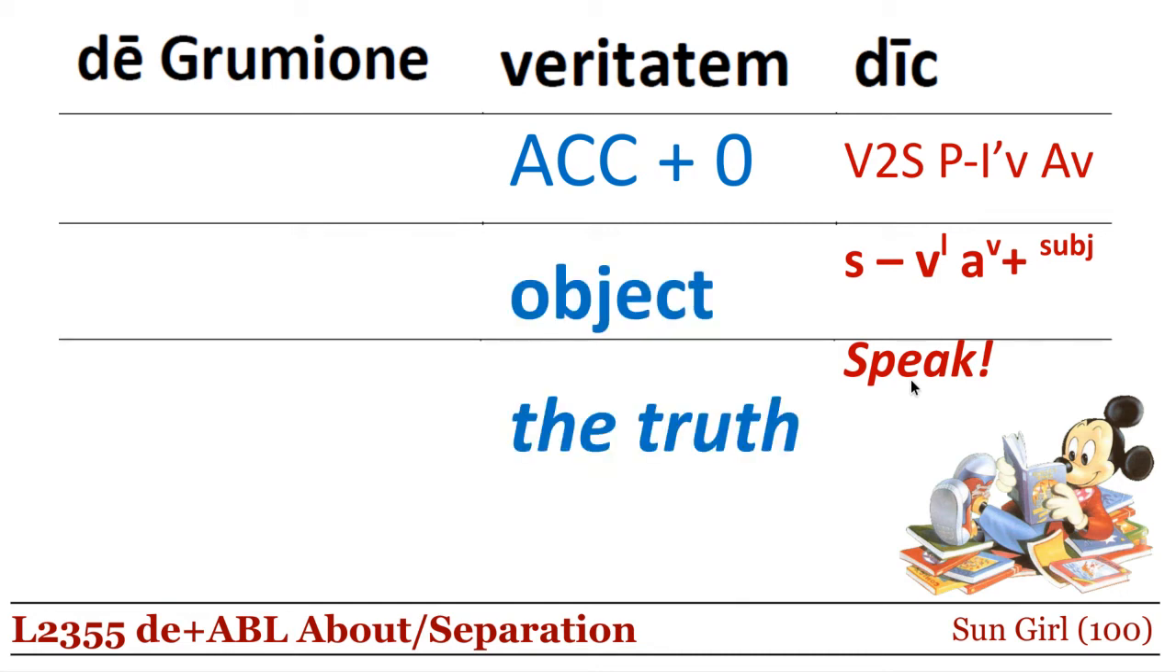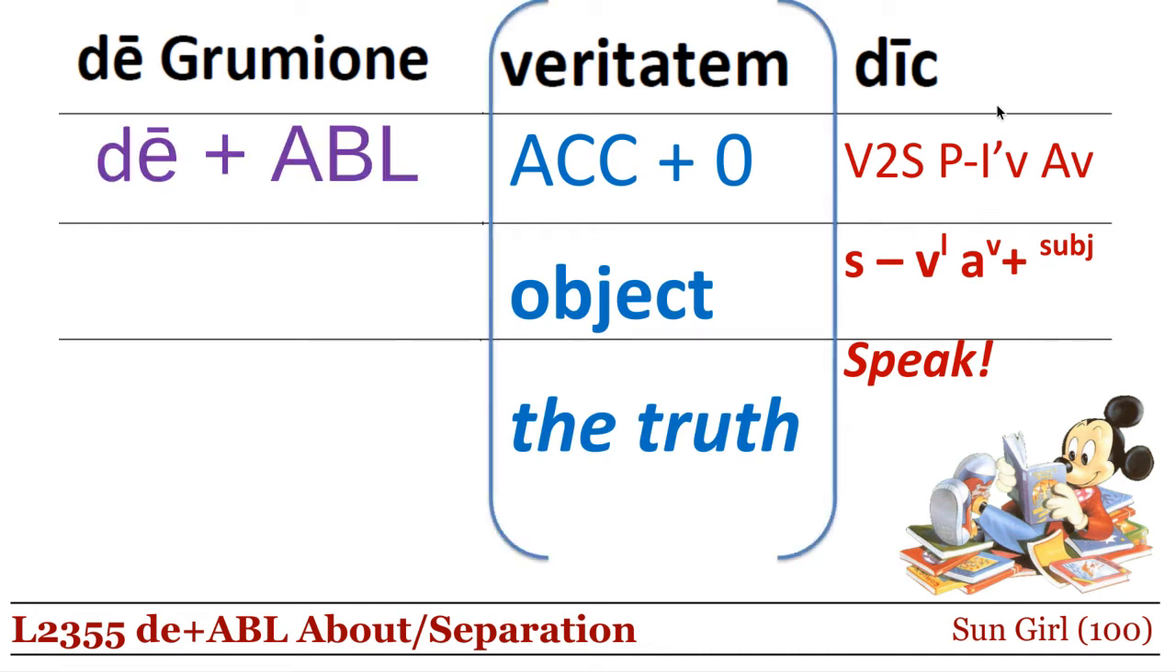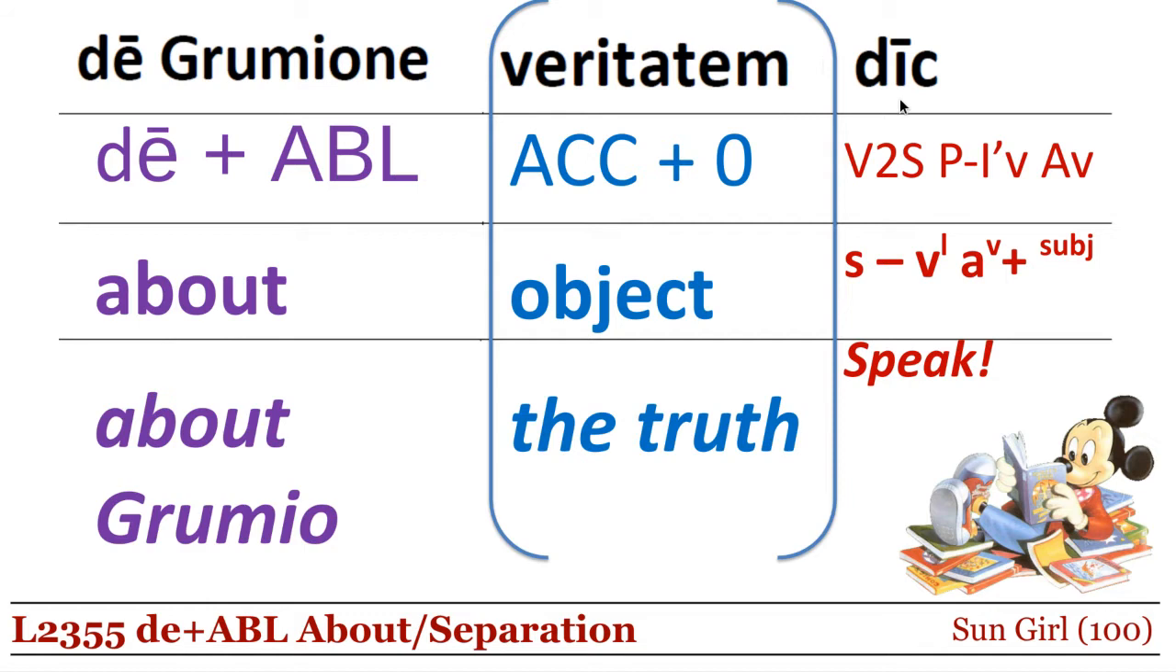There's your object phrase, the truth. We have a verb, and we have de plus the ablative. So, what kind of de plus ablative phrase is it? Is it separation or is it an about? Well, we have a verb of speaking, so it's an about phrase, about Grumio. Tell the truth about Grumio.